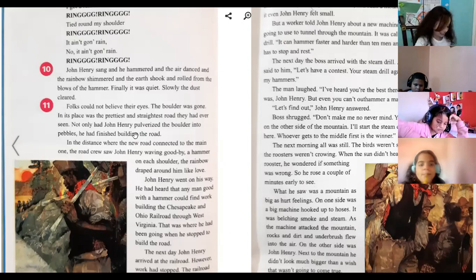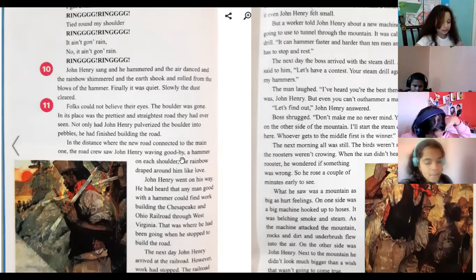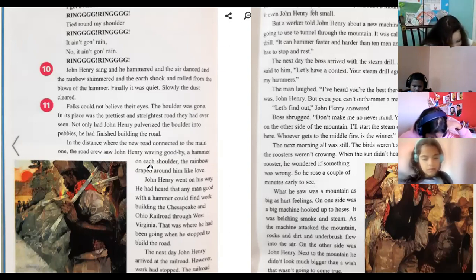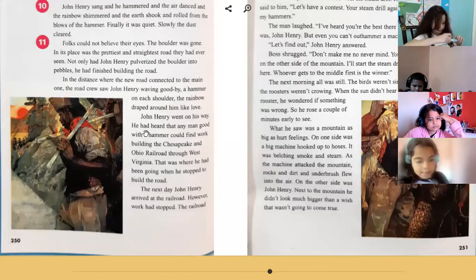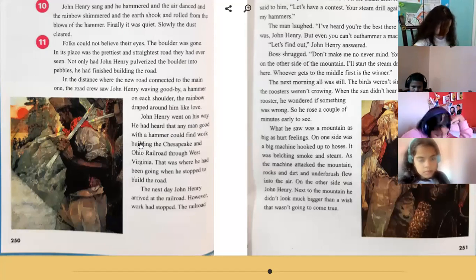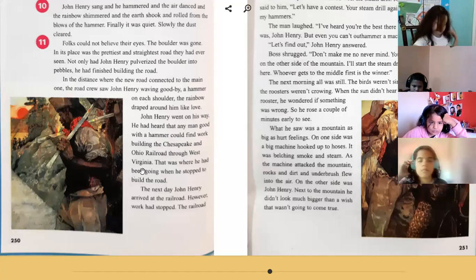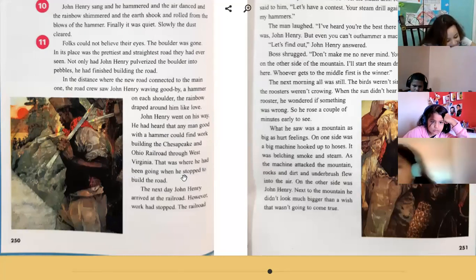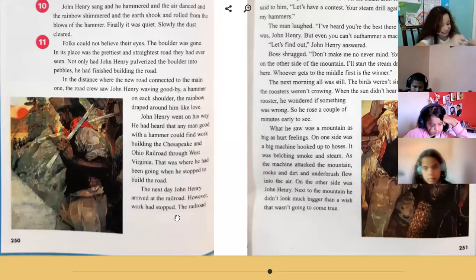The next class, not only John Henry pulverized the boulder into pebbles. Pebbles are small rocks. He had finished building the road. In the distance was the new road connecting to the main one. The road crew saw John Henry waving goodbye, a hammer on each shoulder. He was walking away. The rainbow wrapped around him like love. John Henry went on his way. He had heard that any man good with a hammer could find work building the Chesapeake and Ohio Railroad through West Virginia. That was where he had been going when he stopped to build the road. The next day, John Henry arrived at the railroad. However, work had stopped. So we're gonna stop here.